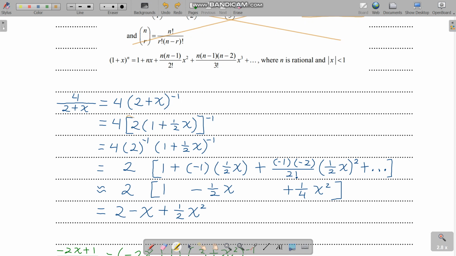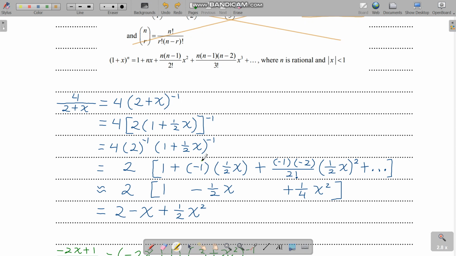And the square brackets are important here because this 2 is also to the power of minus 1. 2 to the power of minus 1 is 1/2. 4 times 1/2 is 2. And now we can use the MF19 formula here. So when we use this MF19 formula, we have to identify the x and the n in the formula. So the n is minus 1, the x is 1/2 x.